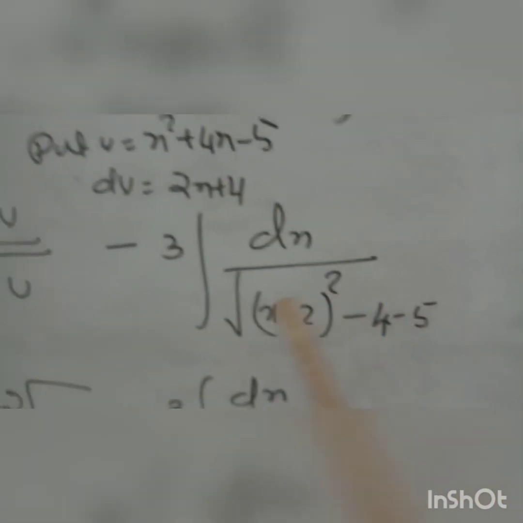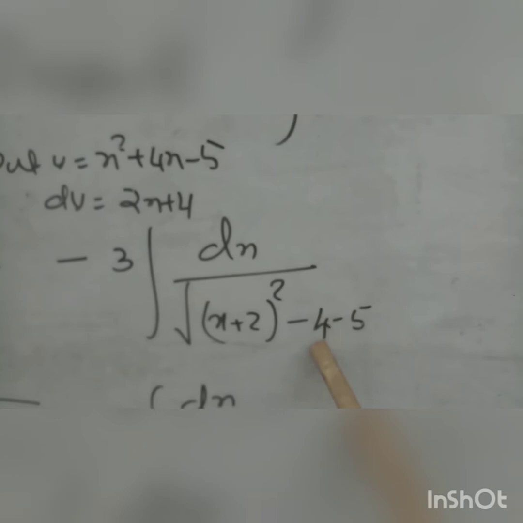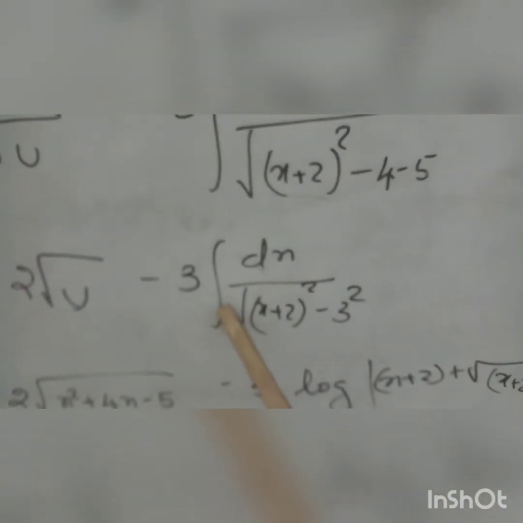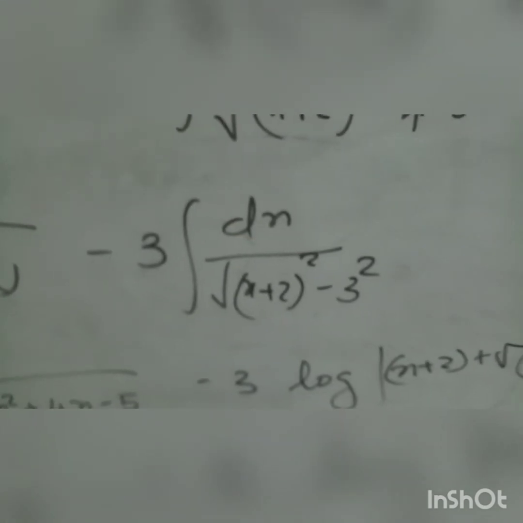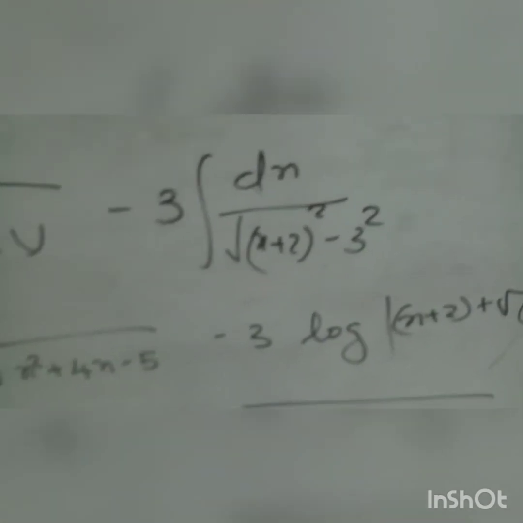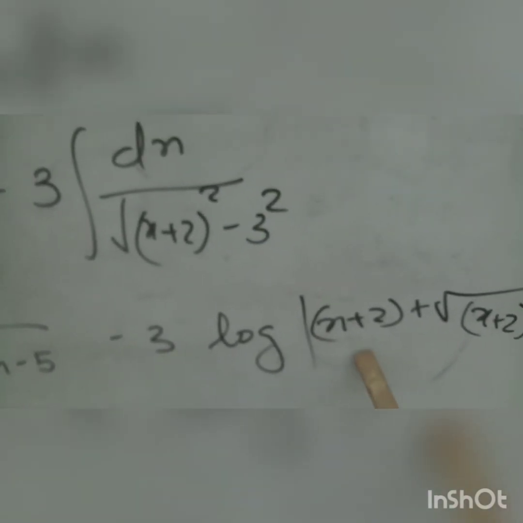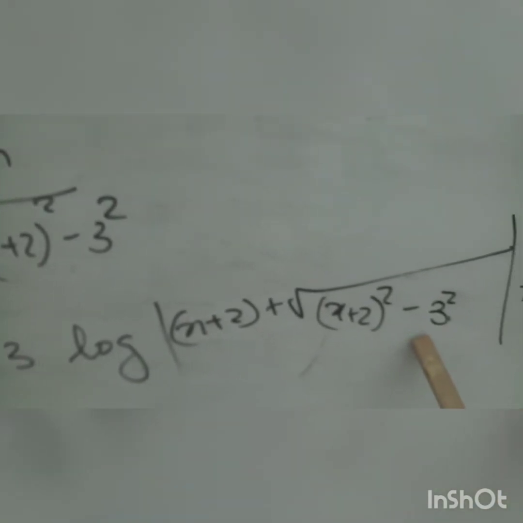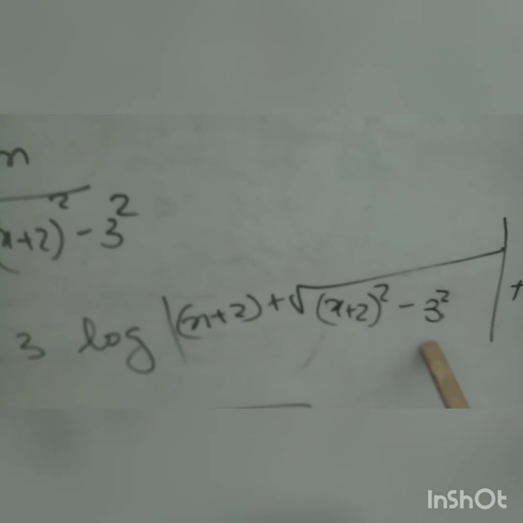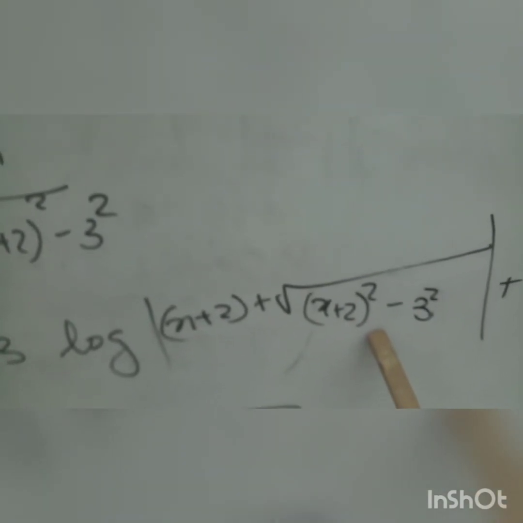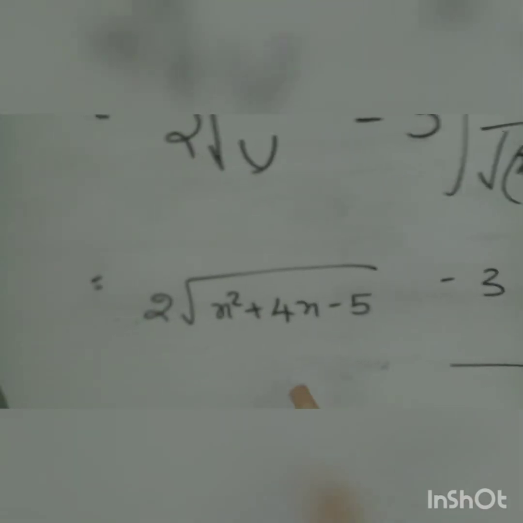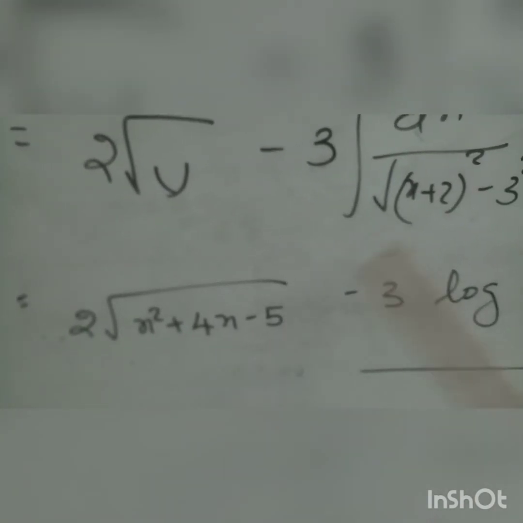In the second part, you can simplify 3 dx by (x + 2)² minus the square of the second one, 4 minus 5 that is. So that is 3 into the integral dx divided by the root of (x + 2)² − 3². The answer of the second part is 3 into log of x, that is x + 2, plus the root of (x + 2)² − 3². You can simplify this expression and you will get the same quadratic expression as in the denominator of the given problem. The first part is 2 root u, that is 2 into the root of x² + 4x − 5.